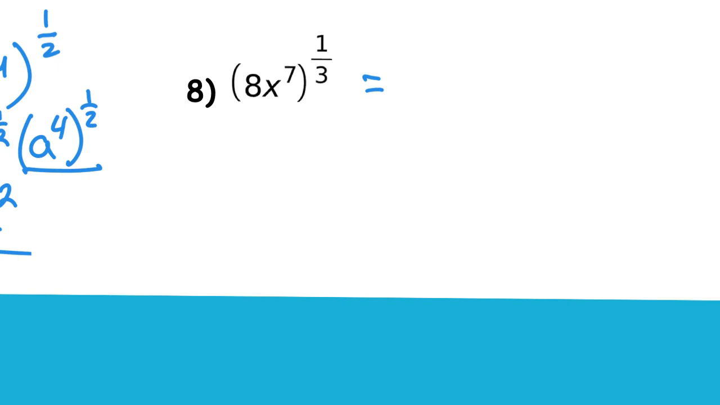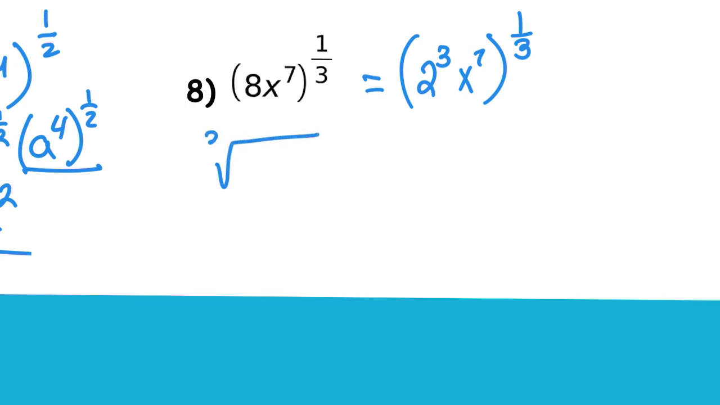Okay. 4 is not prime. 8. No. 2 goes into 8, and you get 4. What goes into 4? 2, and what's left? 2. So 2 cubed is 8. Oh, yeah. 2 cubed is 8. Then we got x to the 7th, and then we got 1/3 out here. Now, if we just rewrote this, this would have looked like cube root of 8x to the 7th.